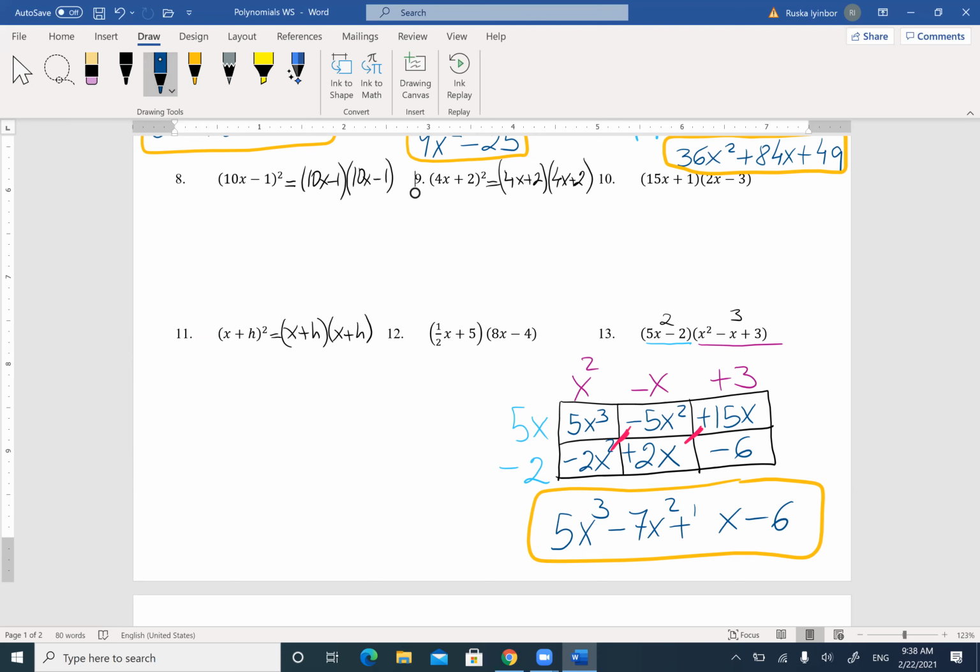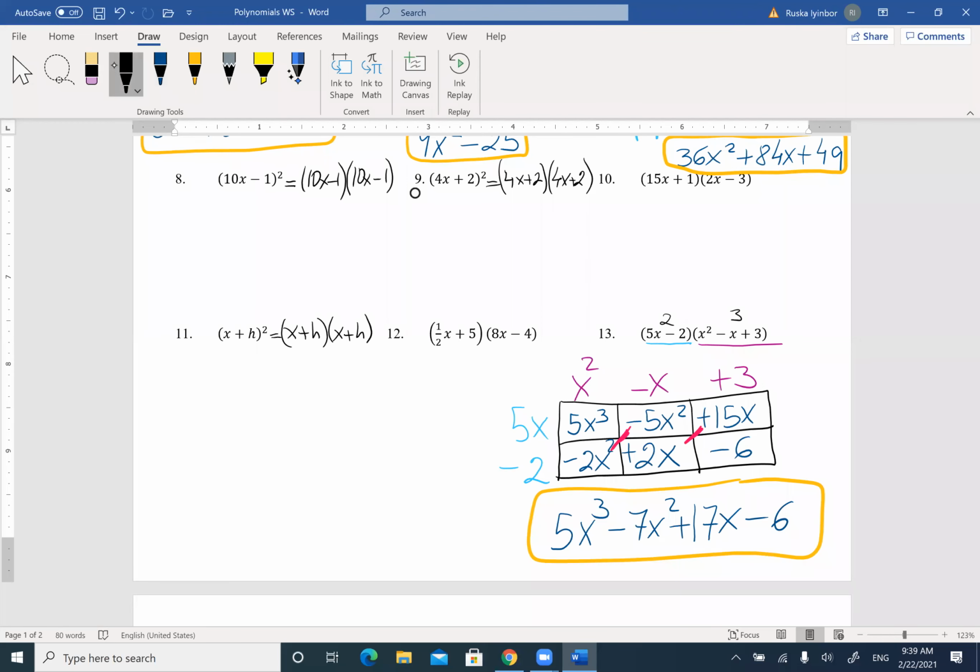So now, if you guys want, we can do one more. You want to do one more? Yes, I would like to do number 12. Number 12, yeah, let's do the fractions. Okay, for number 12, which method do you want to do? You want to do FOIL, distributing, or table? Table. Oh, you like table now? Okay. Yeah, let's do the table.